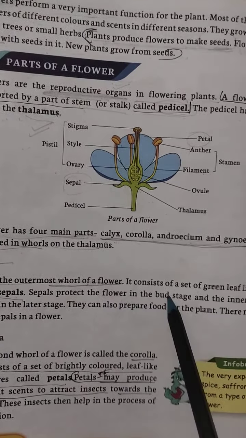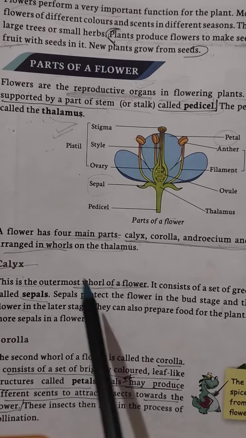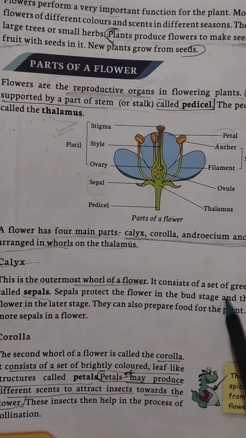Sepals protect the flower in the bud stage and the inner parts of the flower in the later stage. What is the function of sepal? Sepal protects the flower in the bud stage.